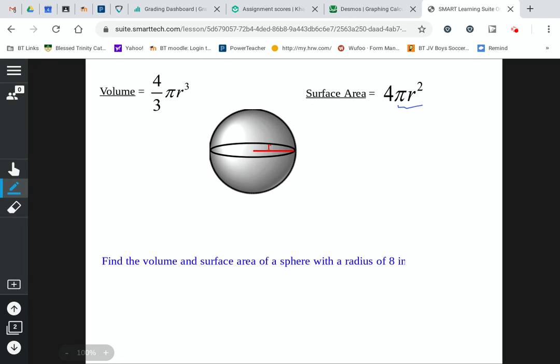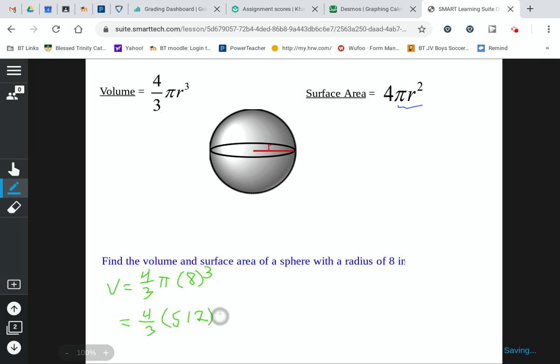So given that, I do ask a question here. Find the volume and the surface area of the sphere with a radius of 8 inches. We're going to do the volume and surface area real simply down here. We're just going to use our formula. So we're going to start with volume. Volume equals 4/3 pi times 8 cubed. That's not necessarily the easiest number to multiply, but again, we can use a calculator. So 8 cubed: 8 times 8 is 64, and then times 8 again, you end up with 512.